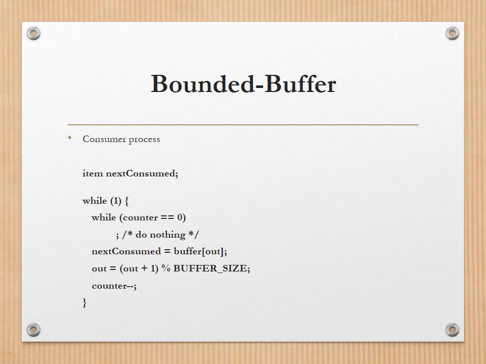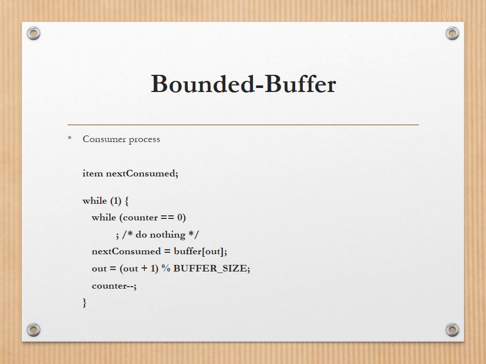Now, we will focus on the consumer process in the bounded buffer problem. The consumer retrieves data from a shared buffer and processes it. Proper synchronization is essential to prevent reading invalid data or accessing an empty buffer. Understanding the consumer process: the consumer follows a continuous loop and performs the following steps. Check buffer availability. If the buffer is empty, counter equals 0, the consumer waits. This prevents accessing invalid or non-existent data.